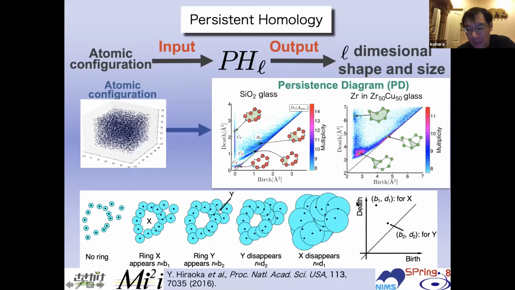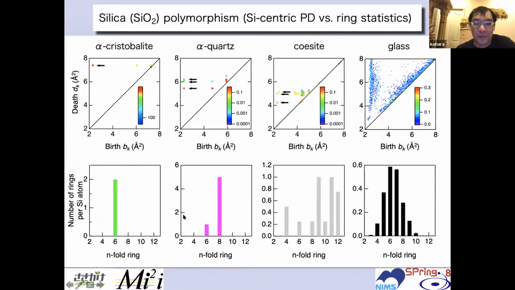A small birth and death value means a very short lifetime, so the ring is distorted or very small. If the death value is very large, the ring is large or has very good symmetry. So this analysis can analyze not only ring size, but also the shape of the ring. This is a very powerful tool, and we should combine it with conventional ring statistics analysis.